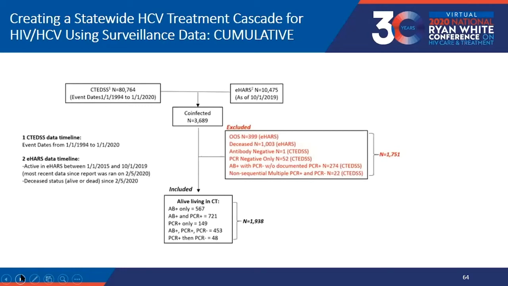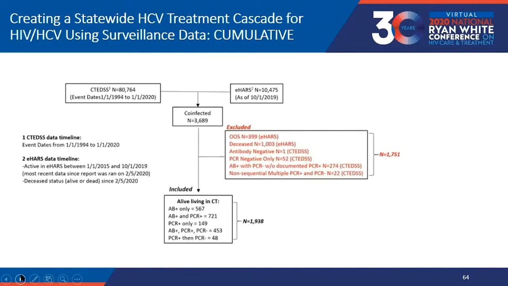So then you do your surveillance manipulation where you look at other databases as well. For example, you can see who has moved out of state, okay? That was 399. Well, we're not interested in those people in creating our Connecticut cascade of care because they have now moved. Obviously, people have now been deceased, and that's quite a lot of people because from 1994 to 2020, a lot has happened, and so a lot of people actually are now deceased, and so on down the line. So there's a cleanup process that goes on here, not only with the surveillance database, but actually looking at other databases, LexisNexis, Vital Statistics, et cetera. So this is a very data focused project, which helps you get to an inclusion of alive and living in Connecticut of 1,938 cases. Okay, so that's our starting point for this cascade of care.